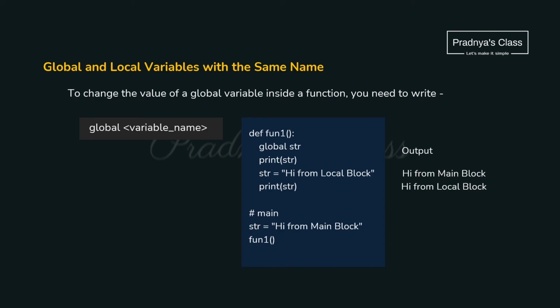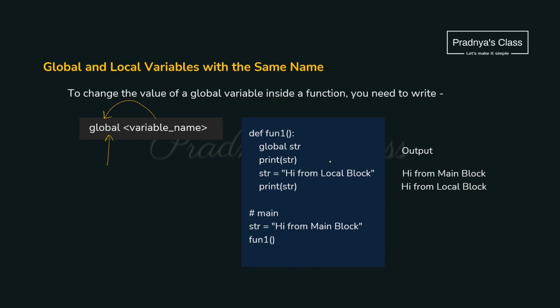You might get this doubt in your mind. What if both the variable names are same, global as well as local? Look at this example. We have one global variable as well as one local variable. And if I want the value of the global variable inside the block, you know what will happen? The function will give priority to the local variable, not to the global one. In that case, you will be using global keyword. If you use global keyword in front of the variable name, it will consider the global variable.